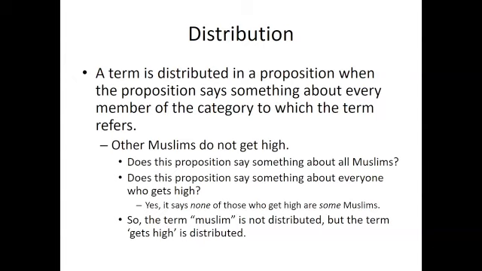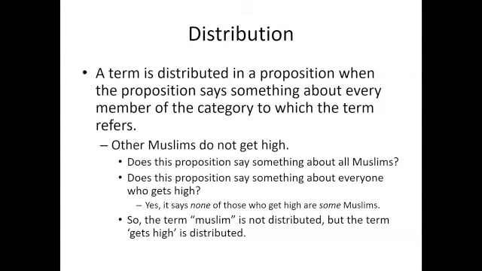Here's the tricky part. Does the proposition say something about everyone who gets high? Well, in this case, it does, right? It says other Muslims do not get high. And so, even though it doesn't seem obvious, this proposition is saying something about every member of the category of people who get high, right? And that none of them are some Muslims, right?